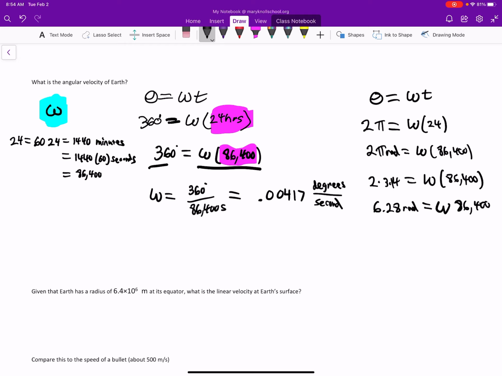6.28 divided by 86,400. And I get omega is 0.0000727. How many zeros? 1, 2, 3, 4 zeros. And that's going to be in radians per second. Yep, so we found the angular velocity in degrees per second and radians per second both.